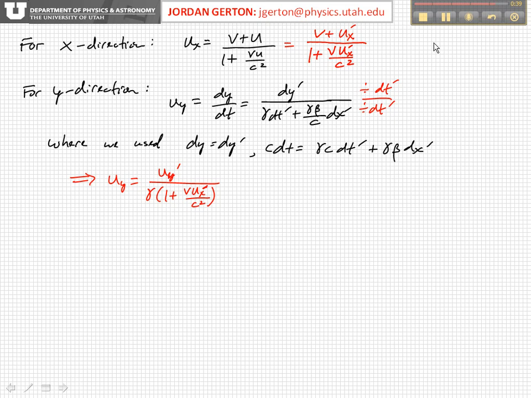Now, what about in the z direction? Well, the z direction and the y direction are essentially equivalent, so it's going to be basically the same. And here you have it. It's the same as in the y direction, but now we just replace uy prime by uz prime. And again, ux prime comes into this expression, even though they're basically transverse directions. So now we have the complete velocity transformations. We have in the x direction, the y direction, and the z direction, the transformation between velocities in these different reference frames.